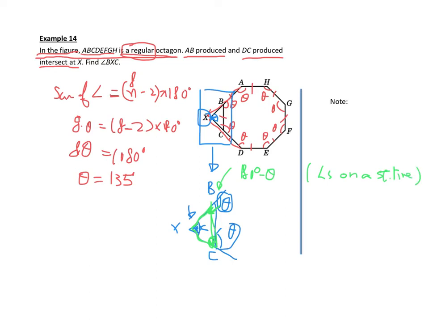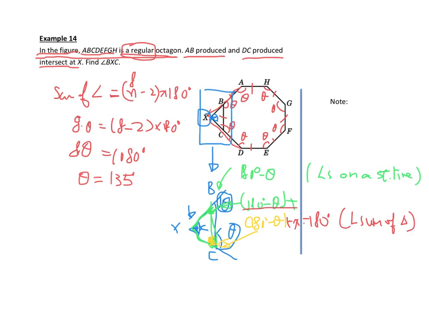You can use the angle sum of a triangle or the exterior angle of a triangle to find x. Now we use the angle sum of a triangle. 180 degrees minus theta is this one, plus the other one, 180 degrees minus theta, this one in yellow color, and lastly plus x must be equal to 180. That is the angle sum of a triangle.